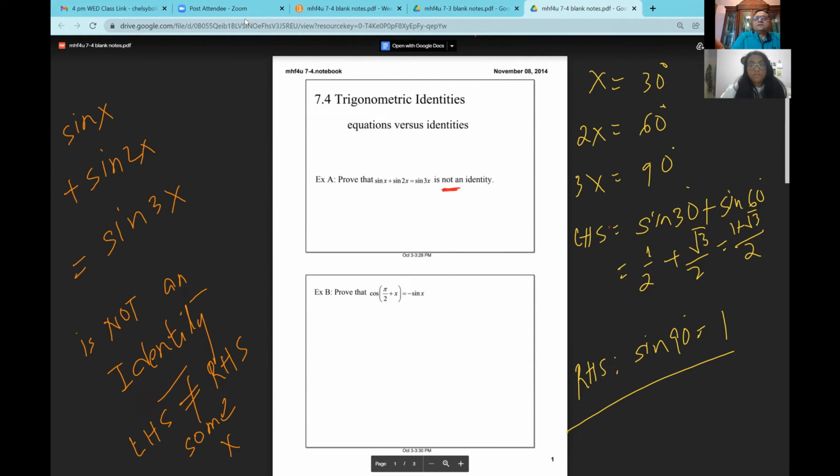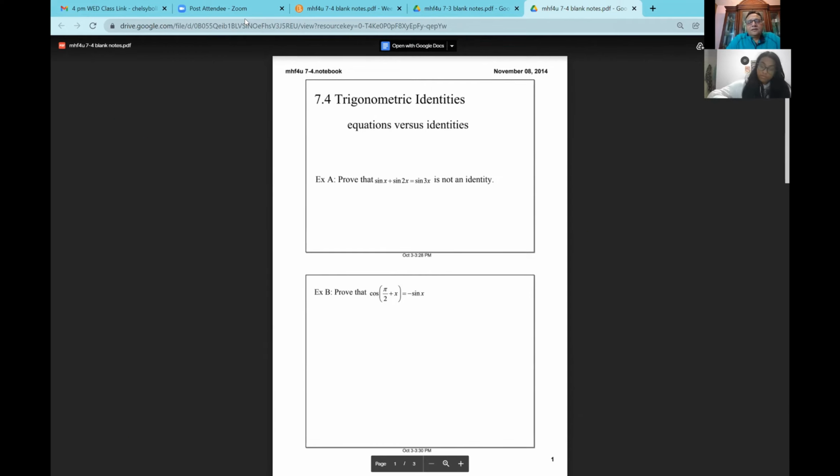Can I erase this? Mhm. Tell me the next question. Please read it. Example B, prove that cos of pi over 2 plus x equals negative sine x. How will you do it? So we have to show that cos of pi by 2 plus x is equal to negative sine x. How will you do it? Tell me, what is your approach?